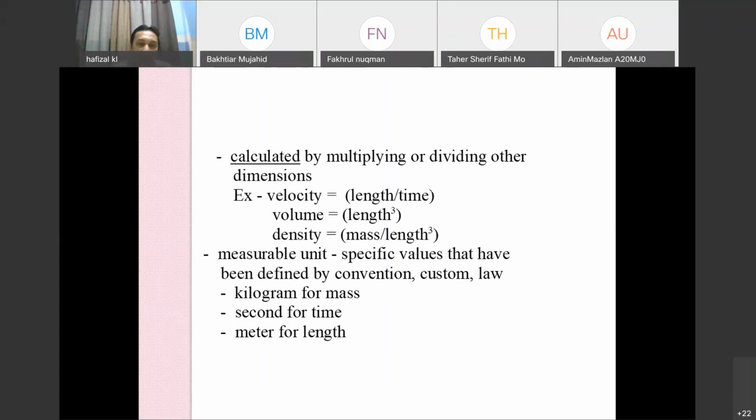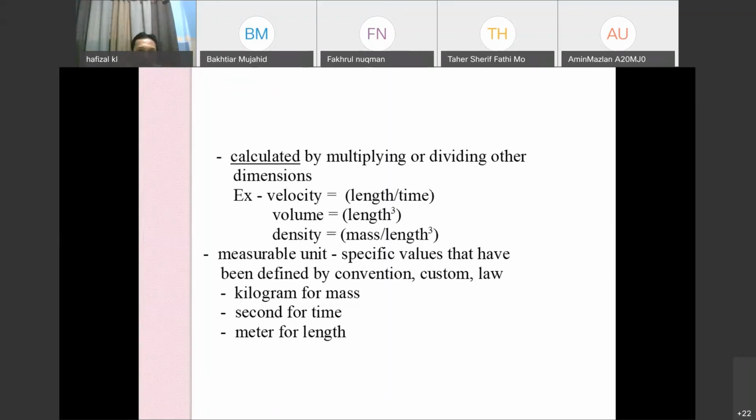Okay, and then we have the derivative unit. Let's say we have derivative quantities, like velocity and volume, produced by the basic quantities, which are mass, time, and length, and then it will become a derivative quantity. And also we will produce a derivative unit, like meter per second squared, or meter cube, and then we have Newton or something like that. Okay, so that's a derivative unit.